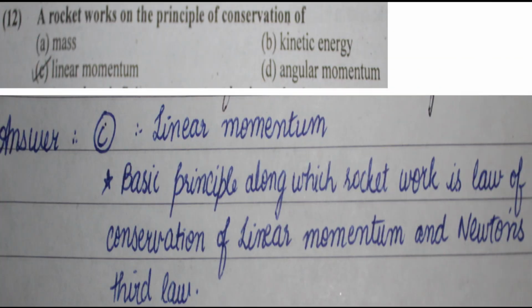Next question is, a rocket works on the principle of conservation of. The basic principles along which the rocket works are only two, that is the law of conservation of linear momentum and Newton's third law. So as for the options given, option C, linear momentum, is going to be the right answer.